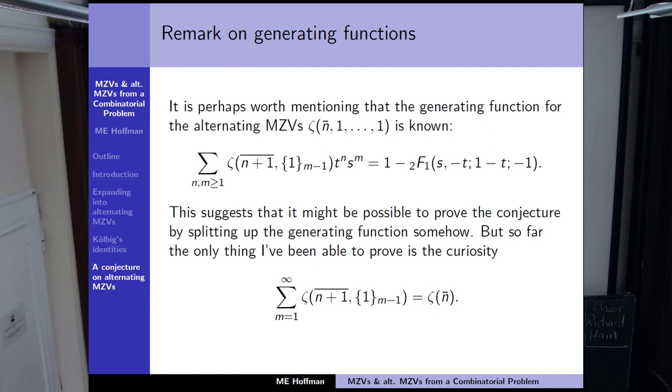Okay, so I should say that the generating function for these alternating guys, where it's just a bar on the first part, ones everywhere else, is known. There it is. You might recognize it from earlier. This is a hypergeometric function, Gauss hypergeometric function, evaluated at minus one. So this generating function is known. So maybe the smart way to prove the conjecture is to very cleverly decompose this generating function into a part that sums up the Euler numbers and another part that somehow gives you the thing from Nielsen's identity and maybe whatever the extension of that is.